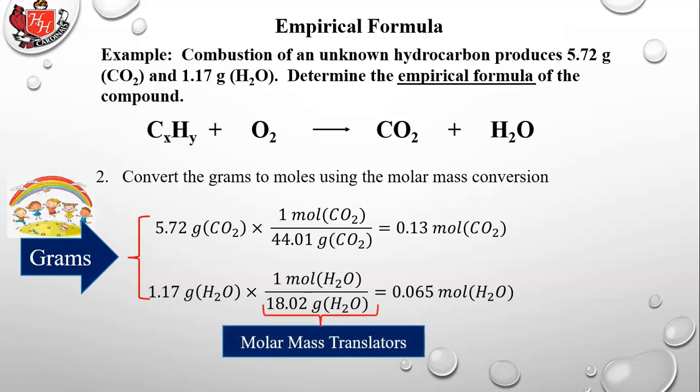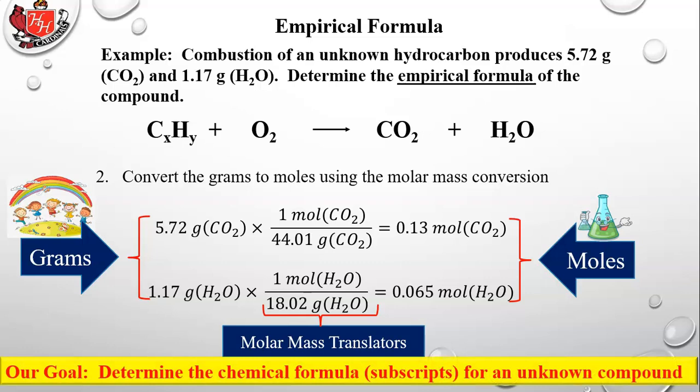We use these translators called molar mass translators that relate moles to grams, and that puts us into chemical world, what the chemical equation and chemical compounds understand, which is numbers of moles. Okay? So we're ready to move on now. We know the number of moles of CO2 that came from this reaction and the number of moles of water. So our goal is to determine the chemical formula subscripts for an unknown compound, the CH compound up in the upper on the left side of the equation.